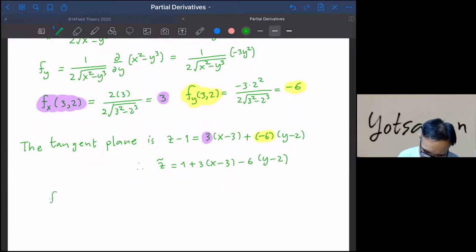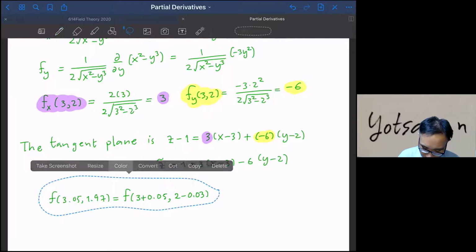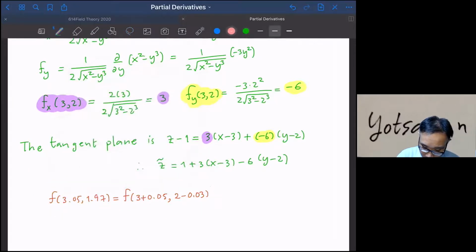So you need f(3.05, 1.97). So this one is f of 3 plus 0.05 and 2 minus 0.03. For this one, it's going to be this color. And for this one, you have delta x, delta y. So you basically use z tilde. You put 3.05 into x and 2 minus 0.03 into y, basically.